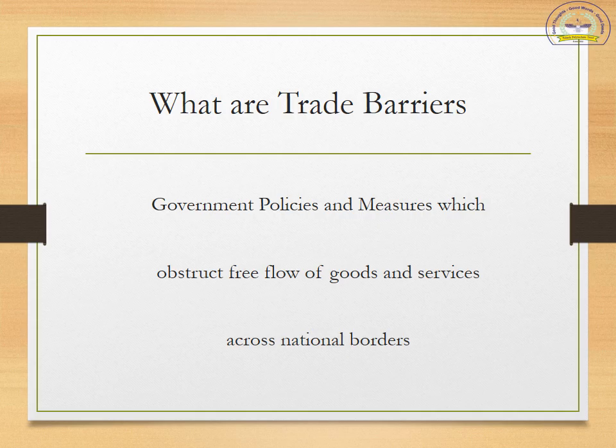International trade does mean exchange of goods and services between countries. However, each country, the government of each country, needs to safeguard the interest of their local production and local producers, and hence trade barriers. These trade barriers refer to the government policies and measures which obstruct the free flow of goods and services across national borders. Trade barriers are imposed on both exports as well as imports. They are man-made obstacles on the free movement of goods in between different countries of the world.